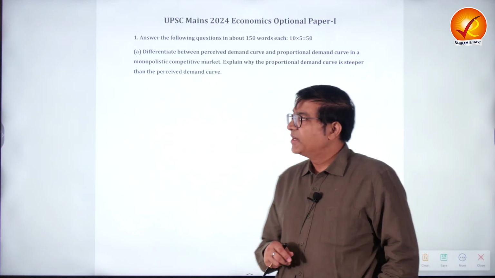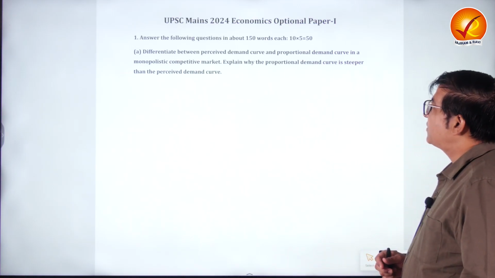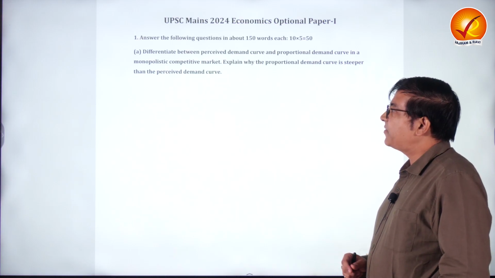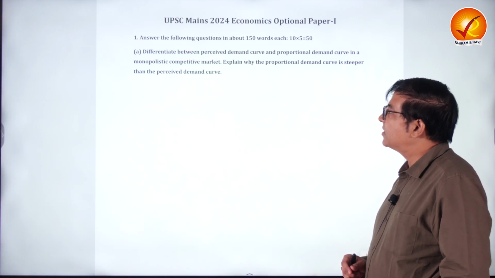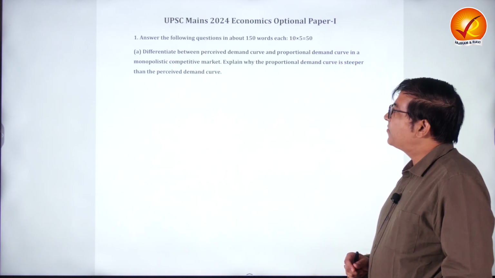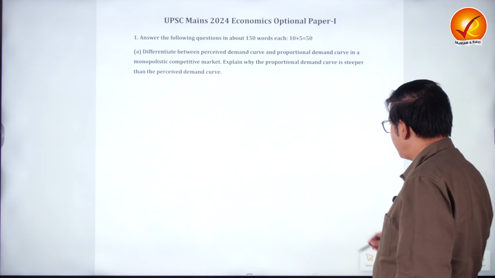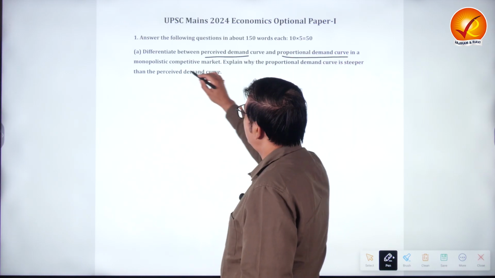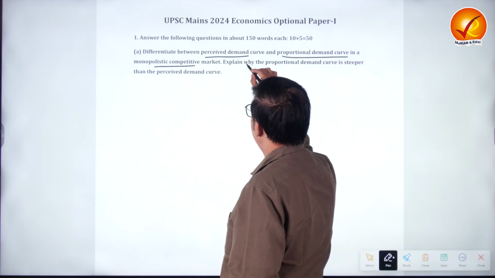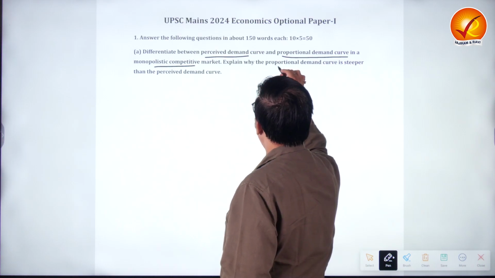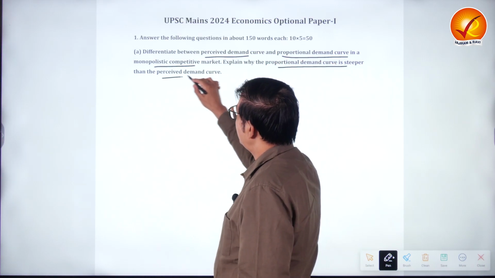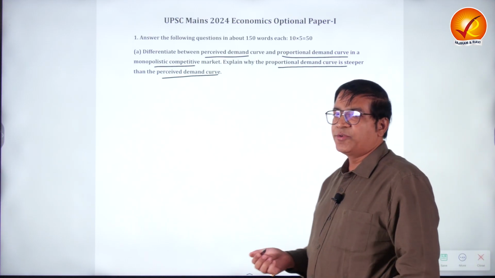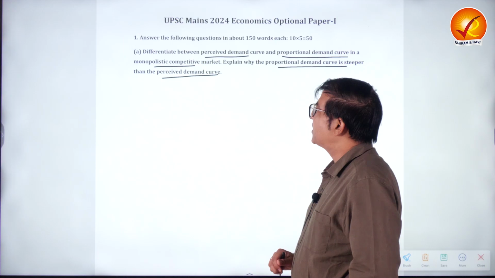So let's begin. This is paper 1, question number 1. As you know, there are 5 compulsory questions within the first question. It was: differentiate between perceived demand curve and proportional demand curve in a monopolistic competitive market. The first part: explain why the proportional demand curve is steeper than the perceived demand curve. As a 10 marks question, you have to be very to the point.